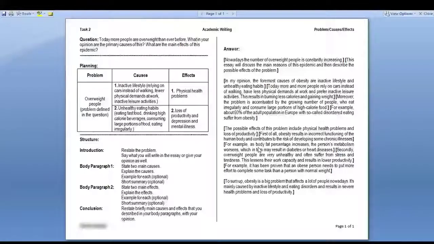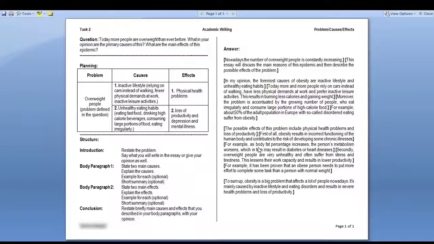Now we will move to body paragraph 1. In your body paragraph 1, state two main causes, explain the causes, give an example and a short summary, which is optional. Please remember, if you think you have an example, give it. If you do not have an example, it's okay. You can write about the example in the next paragraph.